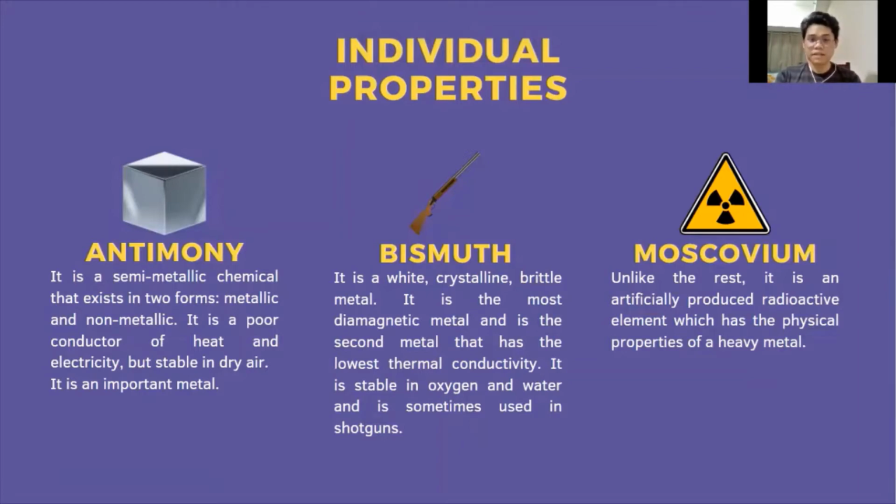Bismuth is a white crystalline brittle metal. It is the most diamagnetic metal and has the second lowest thermal conductivity of the metals, only preceded by mercury. It is stable in oxygen and water and is sometimes used in shotguns. Moscovium, unlike the rest, is an artificially produced radioactive element which has the physical properties of a heavy metal.